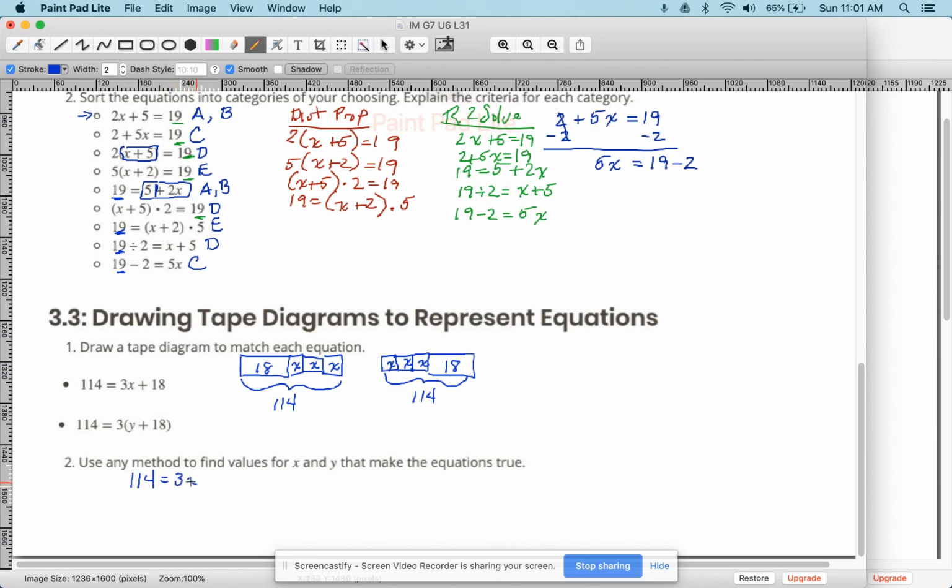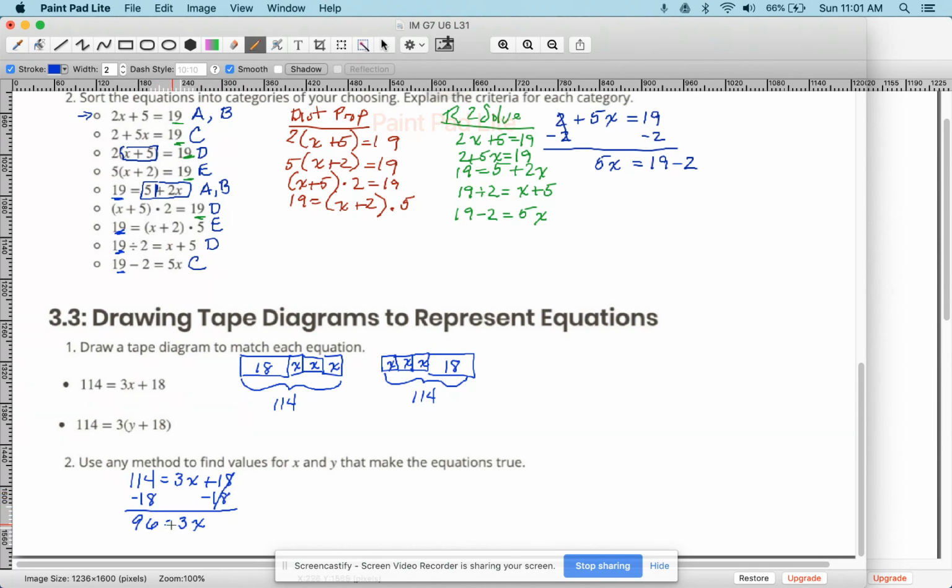I'm just going to rewrite the equation. And I know that the first thing I need to do is get rid of this 18 because it's being added to my variable. So to get rid of a positive 18, I'm going to subtract 18. Whatever I do to that side, I have to do to the other side of the equation. So 18 minus 18 is nothing over here, so I have 0, but I do have my 3x still on this side. And then I have 114 minus 18 on this side, and 114 minus 18 is 96.